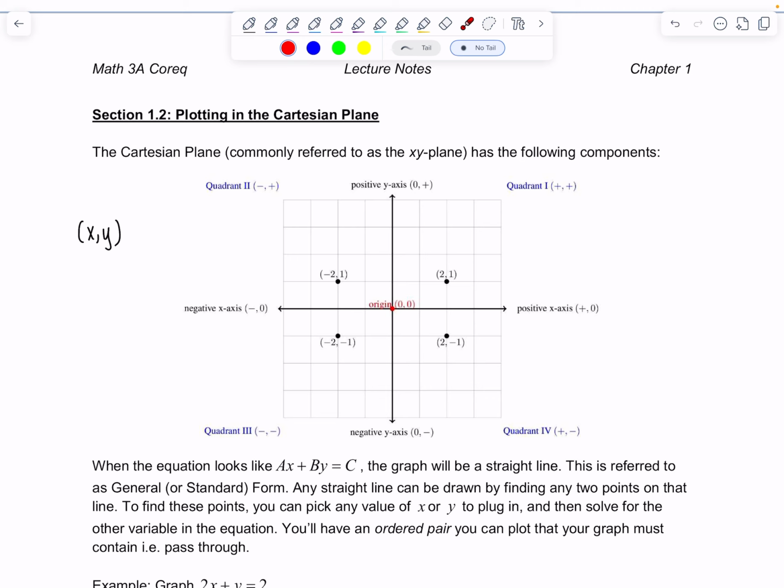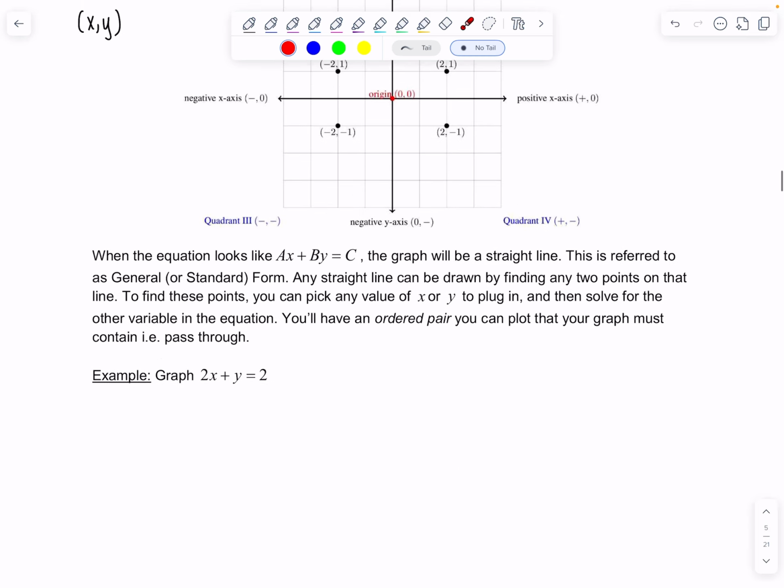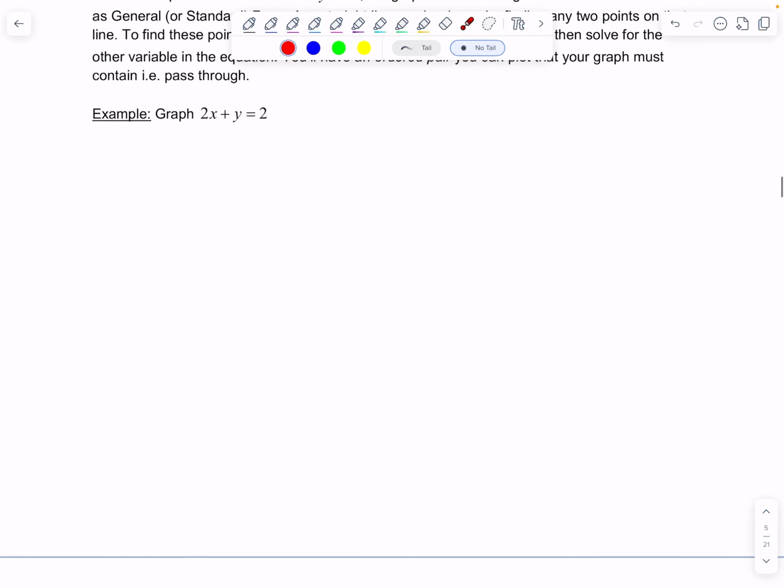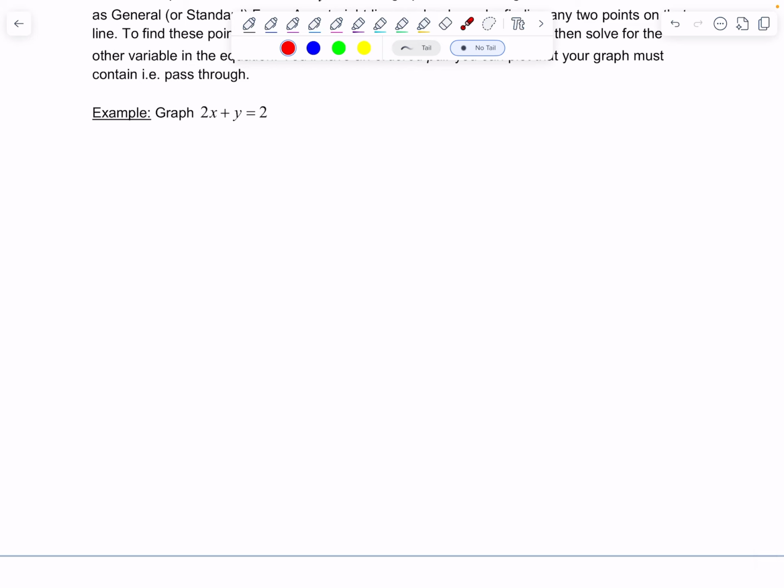There are a few different ways that you can go about graphing a line. In this lesson, we're just going to pick any value of x or y to plug in and then solve for the other variable. And we do that twice for each of them. Once you have 2 points or 2 ordered pairs, then boom, you can draw your line. Okay, so here, let's use that method to graph 2x plus y equals 2.